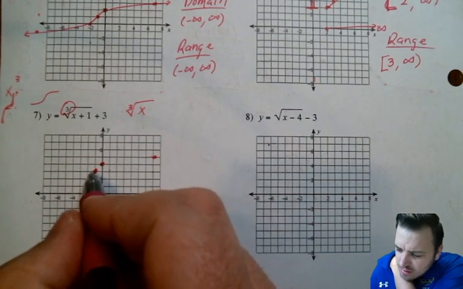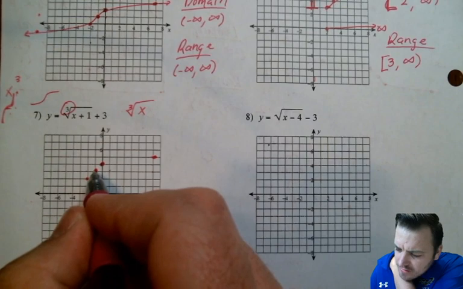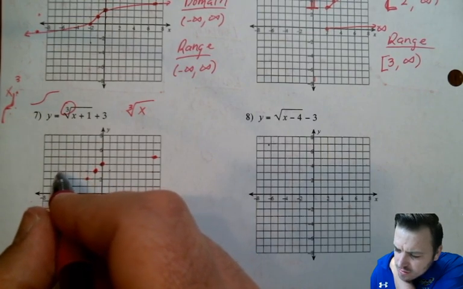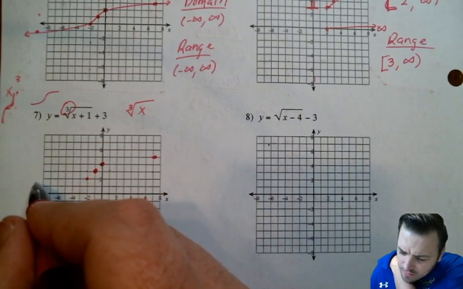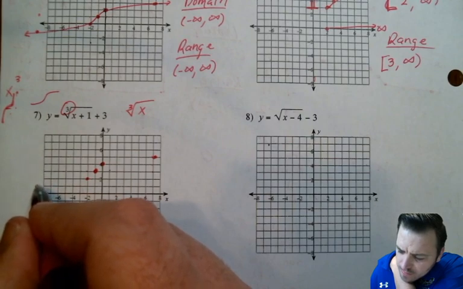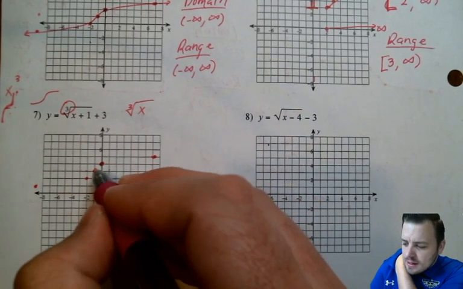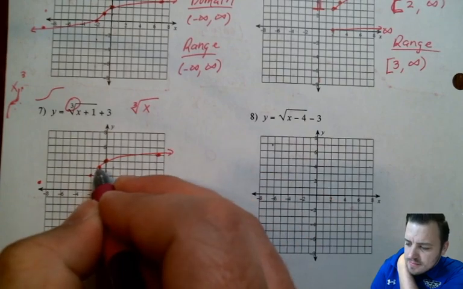Same way here. Go left 1, down 1, and then go left 8: 1, 2, 3, 4, 5, 6, 7, 8. Go off the graph a little bit and down 2. And then I just play connect the dots.